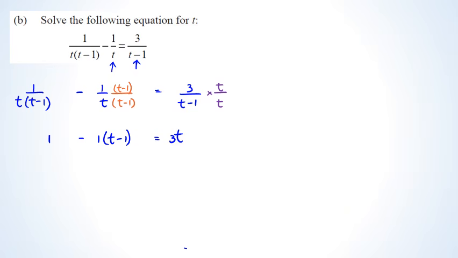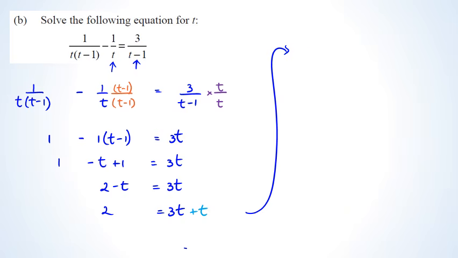And from here, I can rewrite this as 1, expand the bracket, I've got minus t, negative times negative 1 is plus 1, and that's equal to 3t. So what I have is 2 minus t equals 3t, 2 equals 3t plus t. Carrying on, I have 2 equals 4t, and t equals 2 divided by 4, which means t is equal to a half. So grades wise, merit for this.